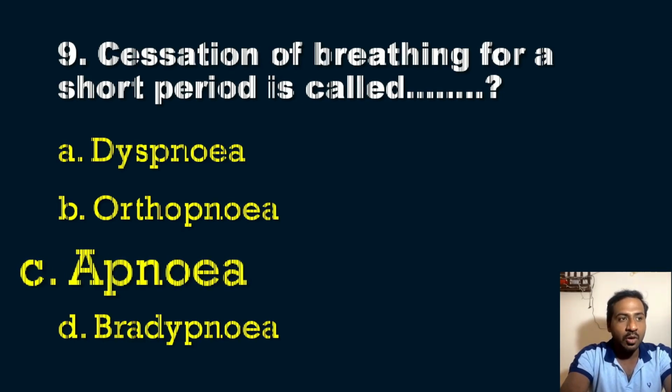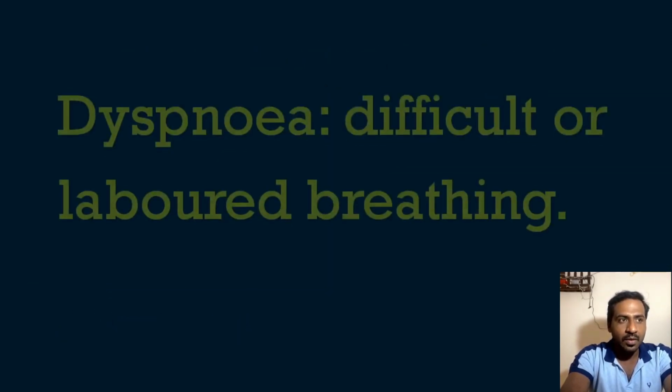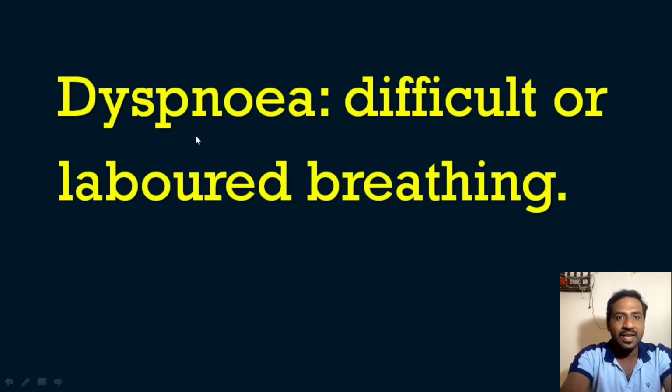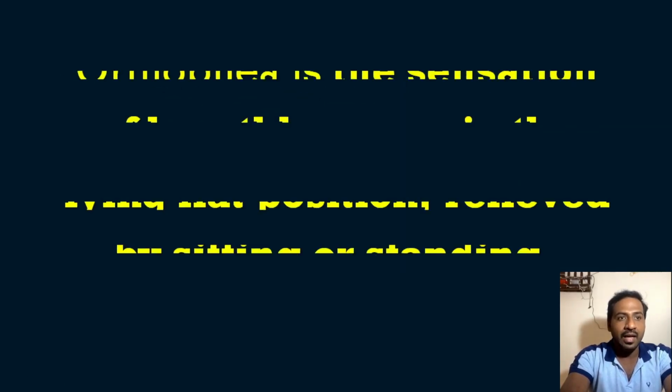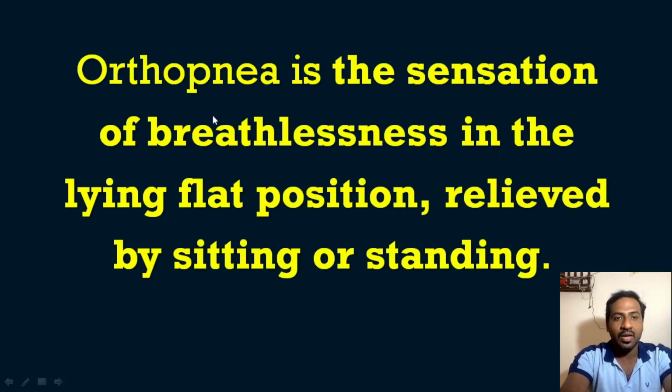So we will see each option in detail. What is dyspnea? Dyspnea is difficult or labored breathing. The next option was orthopnea. Orthopnea is a sensation of breathlessness in the lying flat position, relieved by sitting or standing. So there will be breathlessness if the patient is lying in the flat position, and the breathlessness will get relieved by sitting or standing.